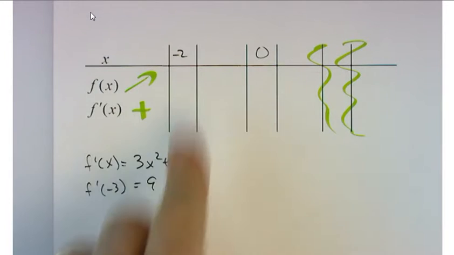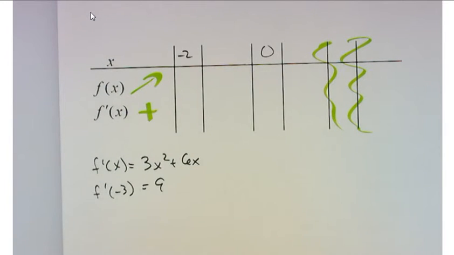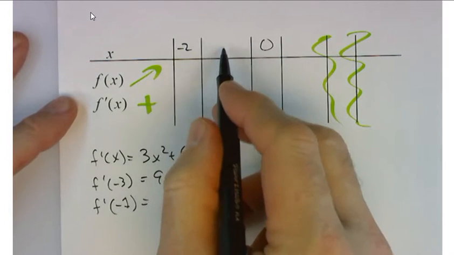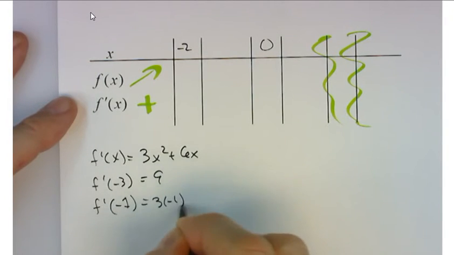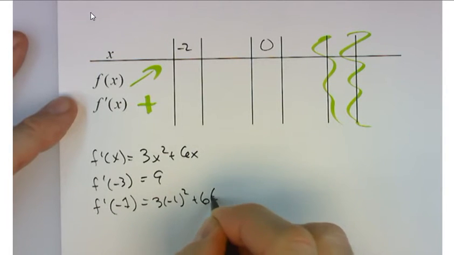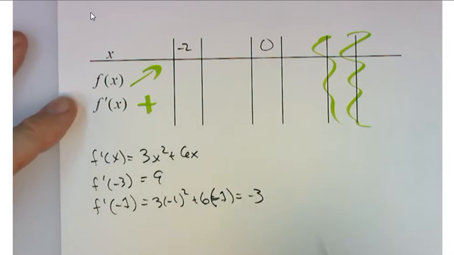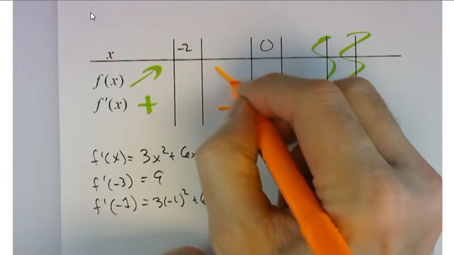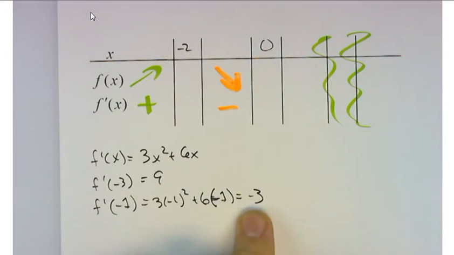Let's keep going. We need to test a point between -2 and 0. Now you could choose -0.16735, etc., or something crazy like that. But I like to apply the KISS principle, which is keep it simple. So applying the KISS principle, let's just test a -1 here. So 3 times -1 squared plus 6 times -1 is going to be -3. And again, the point is not the exact value, but the sign of that value, which tells you that the function is decreasing.